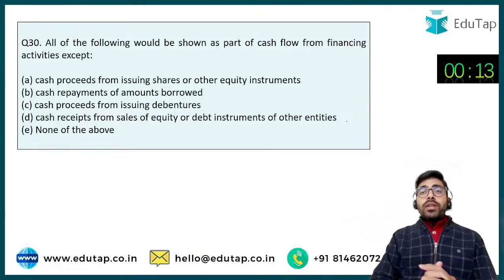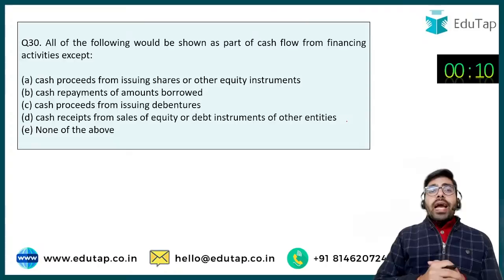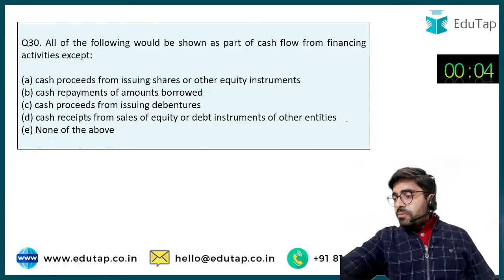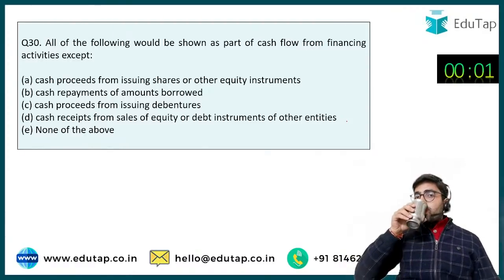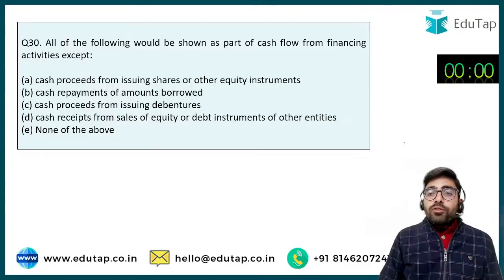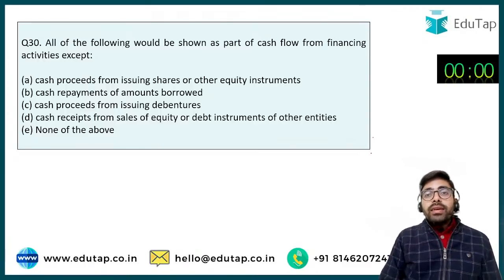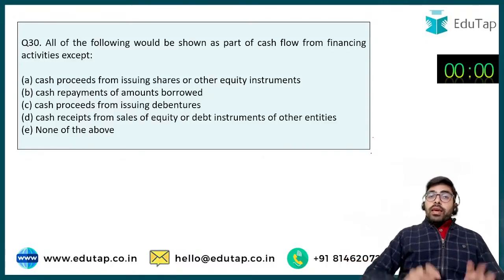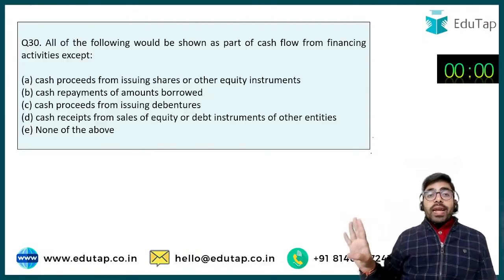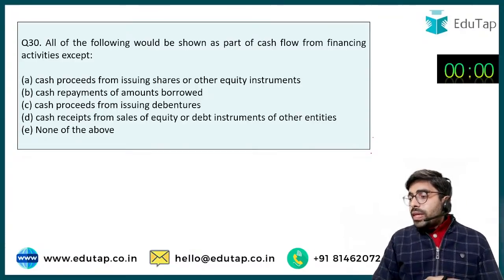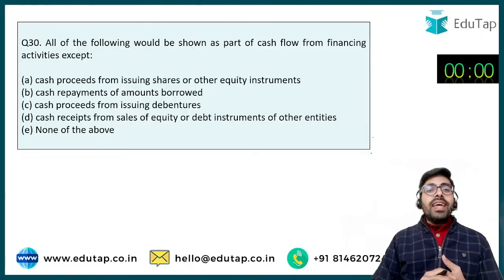Now we have this next question. All of the following would be shown as part of cash flow from financing activities except. Let's see who can answer this one. So I've already explained that cash flow statement has 3 types of activities: operating, investing and financing. So here they are asking that all of these are financing, but one of these is not financing. You have to identify which is not financing. Vinayak, Sonia, Nikhil and Kiran, you are absolutely correct, but some people are saying answer is option number E.